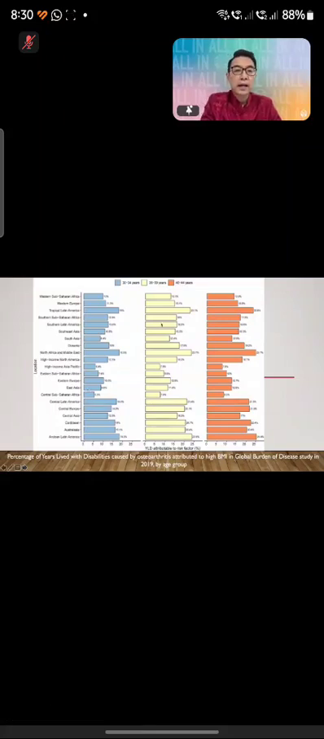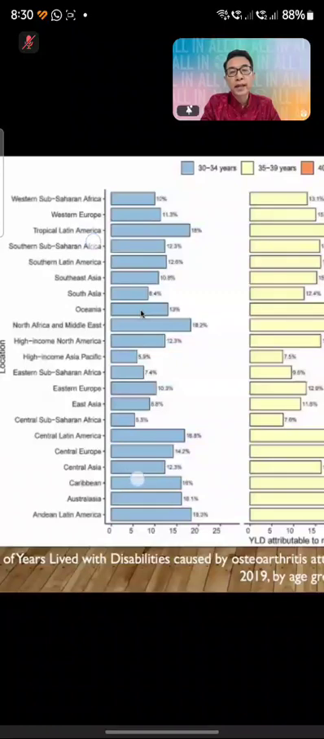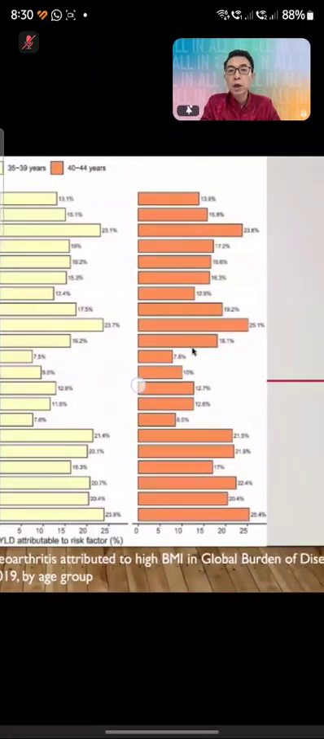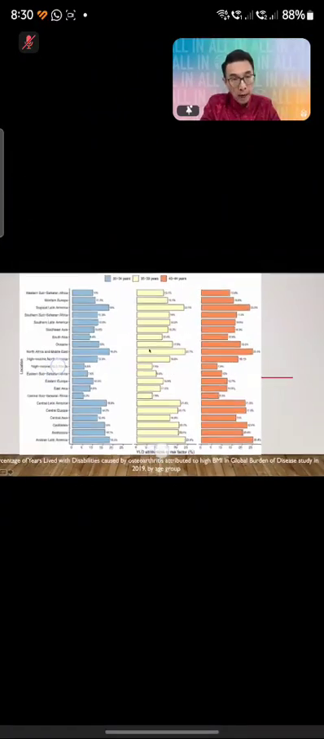Now this is a statistical number of years lived with disabilities, knee pain, osteoarthritis, worn out joints, attributed by BMI. That means attributed by weight, being overweight. Okay, this was done in 2019. And you can see this blue one for the younger people, this orange one is for the older people, and these are the middle-aged people. You realize the older you are, the longer the bar.